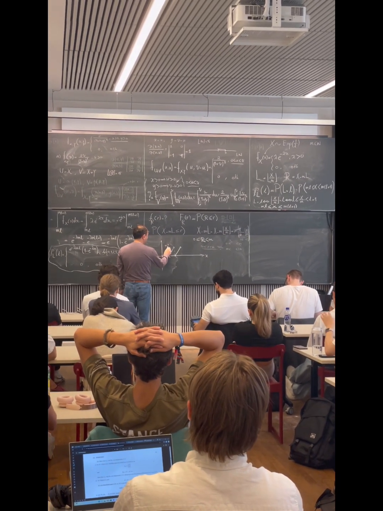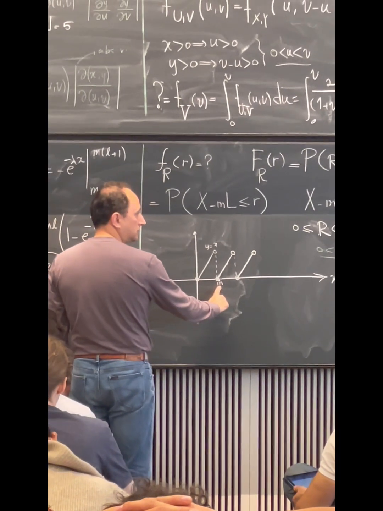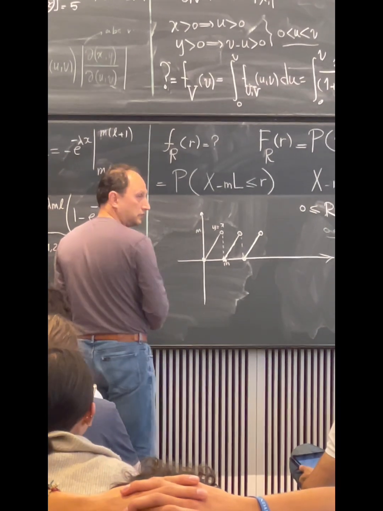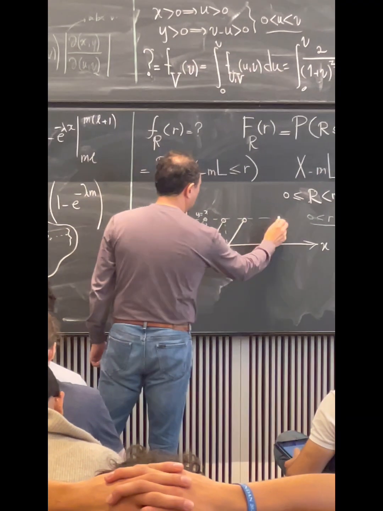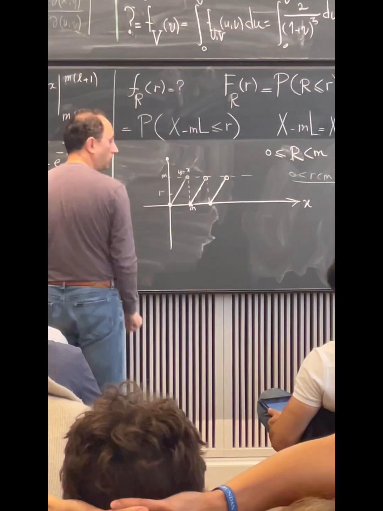And I have chosen r somewhere between 0 and n. Can you tell me what is this height? This function is y equals x, and here is n. This one is also n. So this height is n. And now r is somewhere between 0 and n. For example, let us say this is my r.